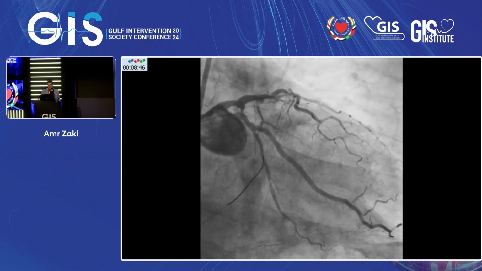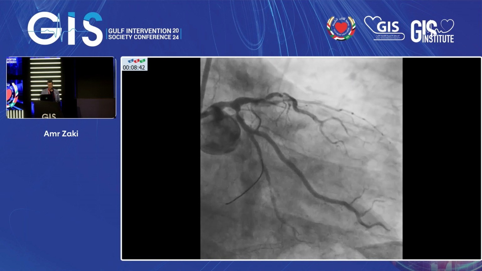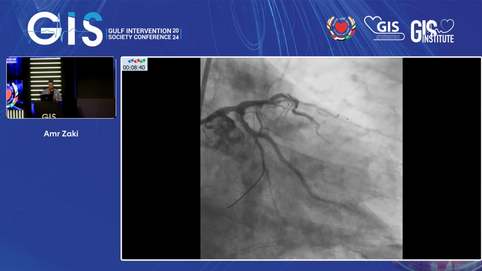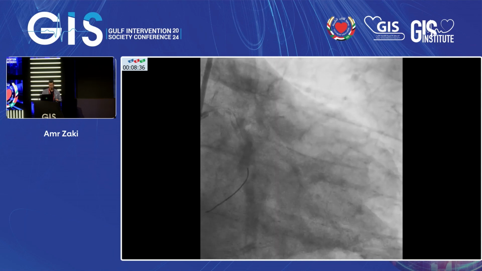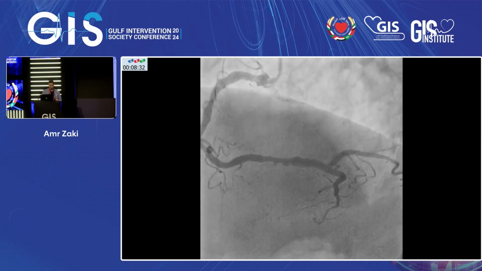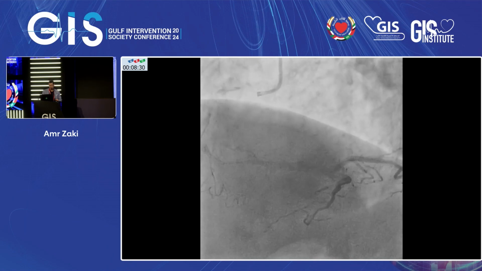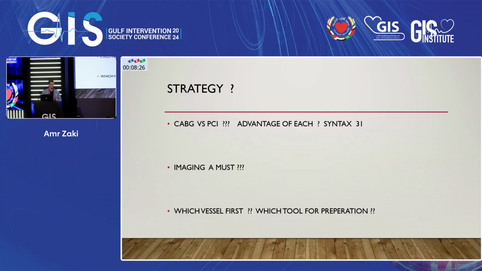This is the obtuse marginal, highly calcific. You can appreciate that the calcium also affects the distal left main. And this is the right coronary with quite a simple lesion. So the patient has been referred to surgery.